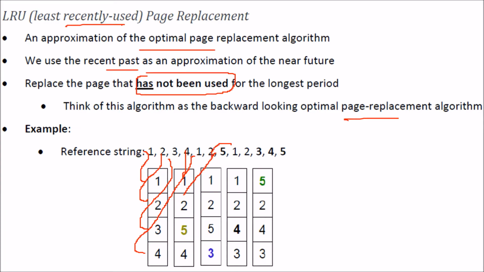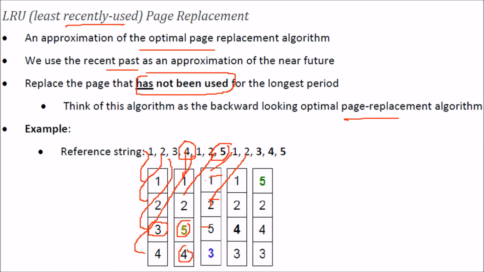Now 5 has come. This 5 will replace 3, because 3 was not referenced for quite a long time. Now 1, 2 has come, 1 and 2 are already there. Then 3 will come. So 3 is going to replace 4, because 4 was referenced quite earlier, before 1, 2 and 5.